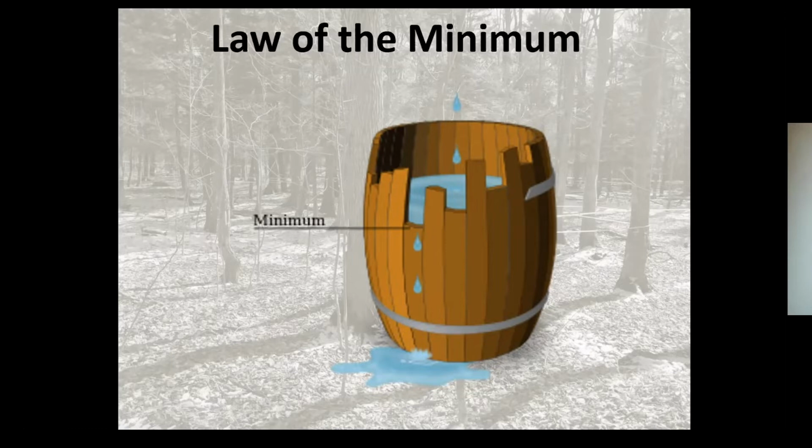The law of the minimum is saying that a plant is only able to grow to the point where its most limiting resource is going to limit it.